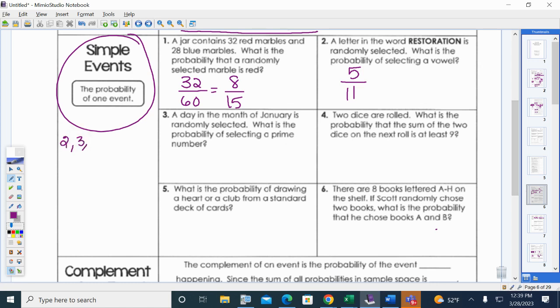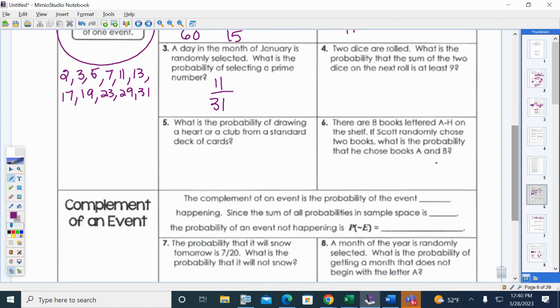2 is prime, 3 is prime, 5 is prime, 7 is prime, 11, 13, 17, 19, 23, 29, and 31. So that's 1, 2, 3, 4, 5, 6, 7, 8, 9, 10, 11 out of the 31 are prime. And again, that does not simplify. Let's look at number 5.